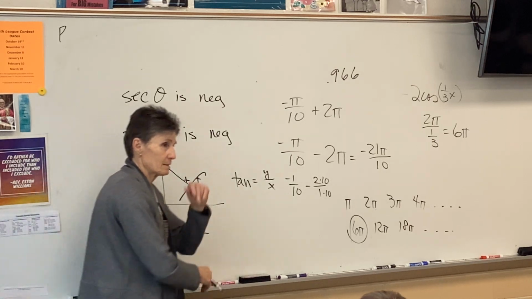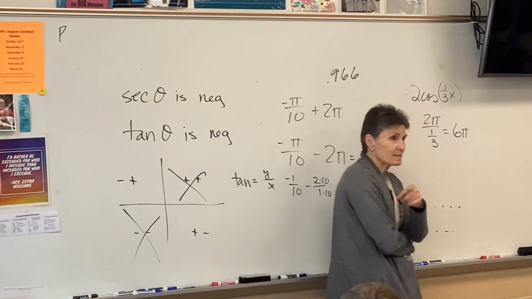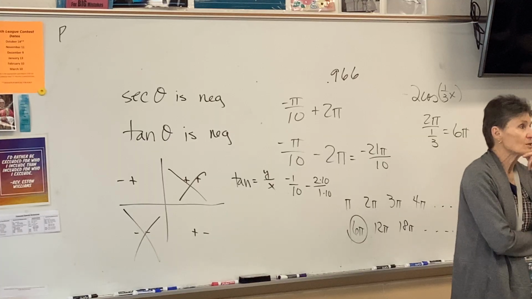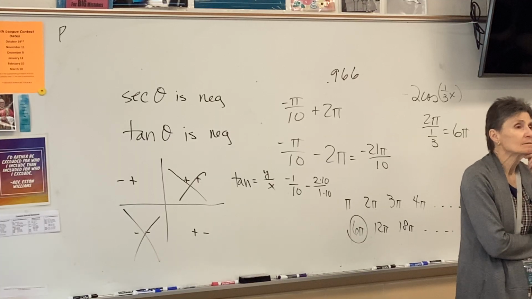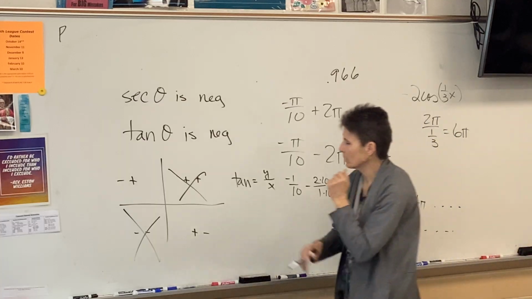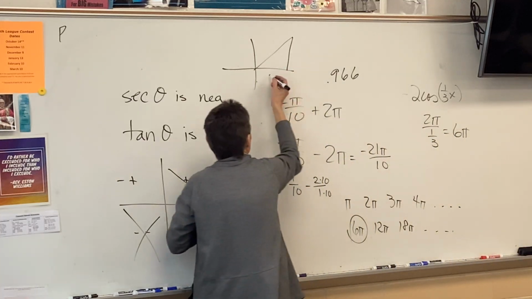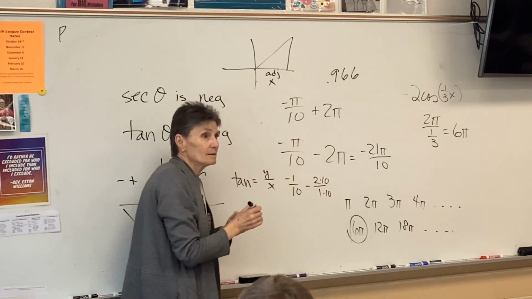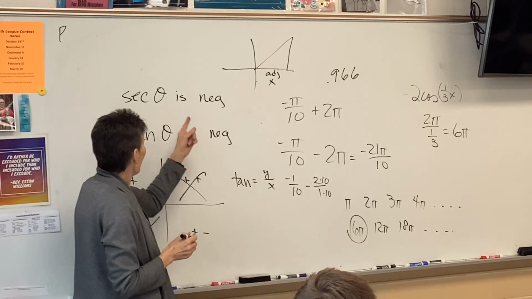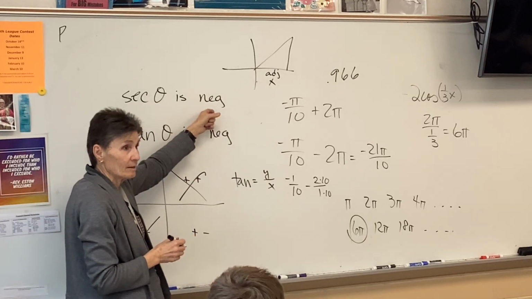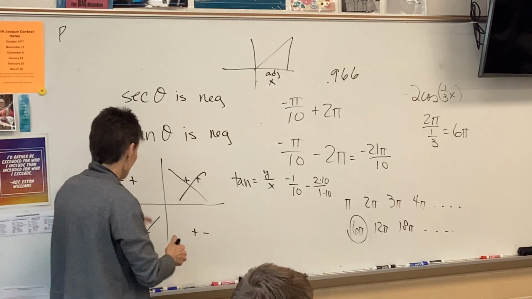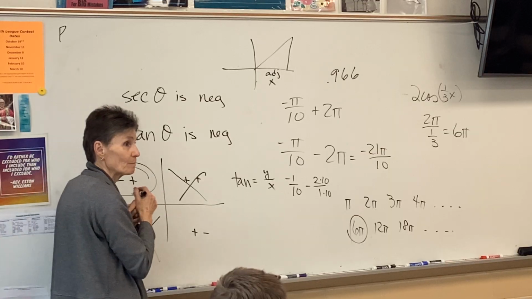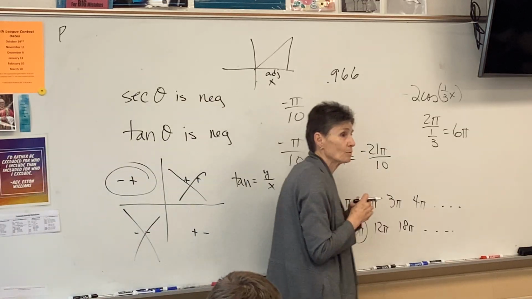Now what about secant? Secant is the reciprocal of cosine. Cosine is which letter? X or Y? X. Guys, remember, think about your triangle. Isn't this the adjacent side? Yes. It's also the x side. Cosine is x. So I need x to be negative. Well, of these two options, the only place x is negative is here. So the answer to the problem is quadrant 2.